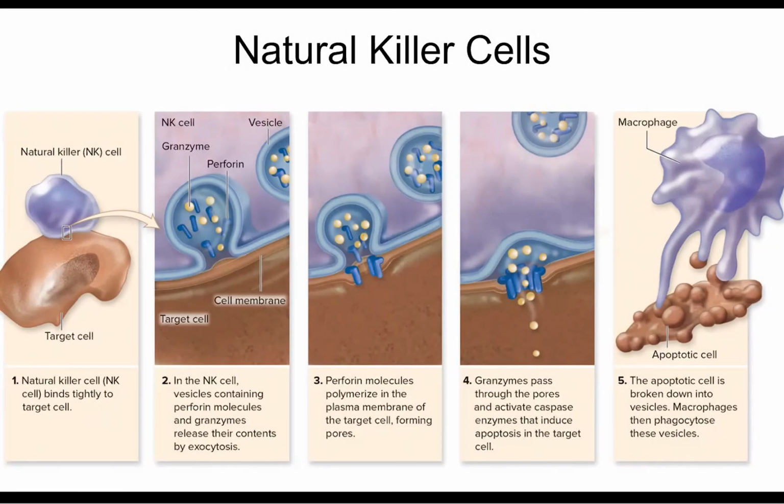Natural killer cells seek out and destroy host cells that have been infected by a virus. So when a natural killer cell detects a virally infected cell, they attach to it and exocytose perforin and granzyme. And perforin polymerizes in the plasma membrane of the target cell, forming a pore that allows granzyme to enter the virally infected cell. Granzyme then triggers the apoptosis process, which results in cell death.